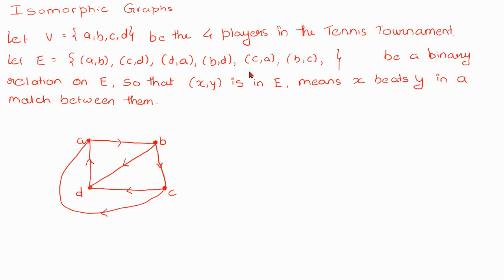Now, let us see what isomorphic graphs are. Let V equal A, B, C, D be the four players in a tennis tournament. Now let E be equal to this set, a binary relation on V such that (x, y) is in E means x beats y in a match between them. Whenever there is a match between A and B, (A, B) is there, that means A beats B, that is, A wins the match.